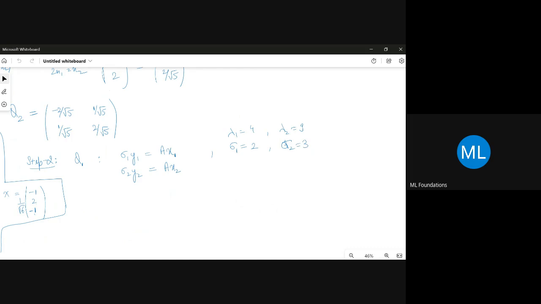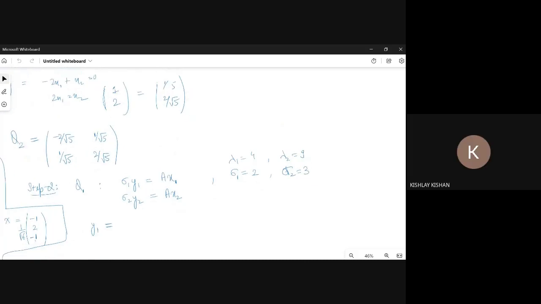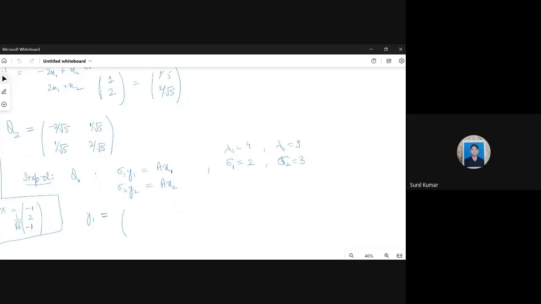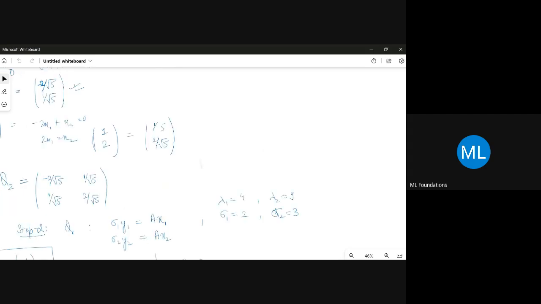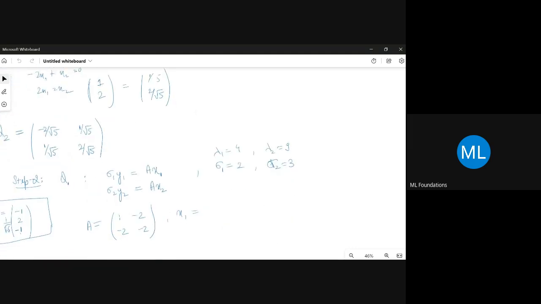All right. Now what is y1? Can you find y1? A should be the original A that we started with. Yes, this is your A. I will write the A here. And x was the eigenvector. X1 is the eigenvector corresponding to the eigenvalue lambda 1 equal 4, and that was minus 2, 1. That will be the unit eigenvector. Can you find y1?